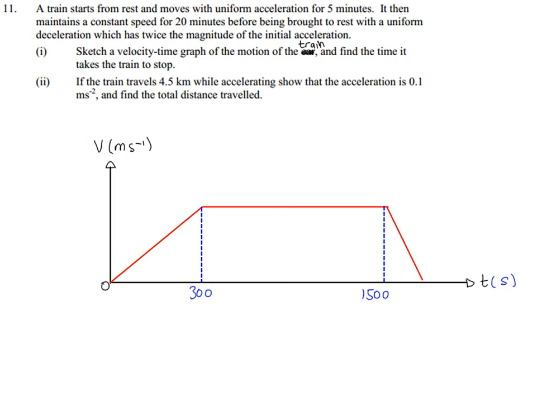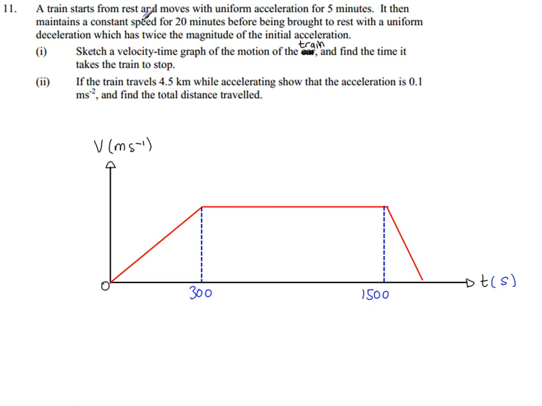Example 11, there's a small error, I should say train and not car. Train starts from rest, so the velocity is 0, and then moves with uniform acceleration, so a constant gradient, constant slope, because the slope represents the acceleration in a velocity time graph, and that's for 5 minutes, which is 300 seconds, and we're doing everything in seconds.